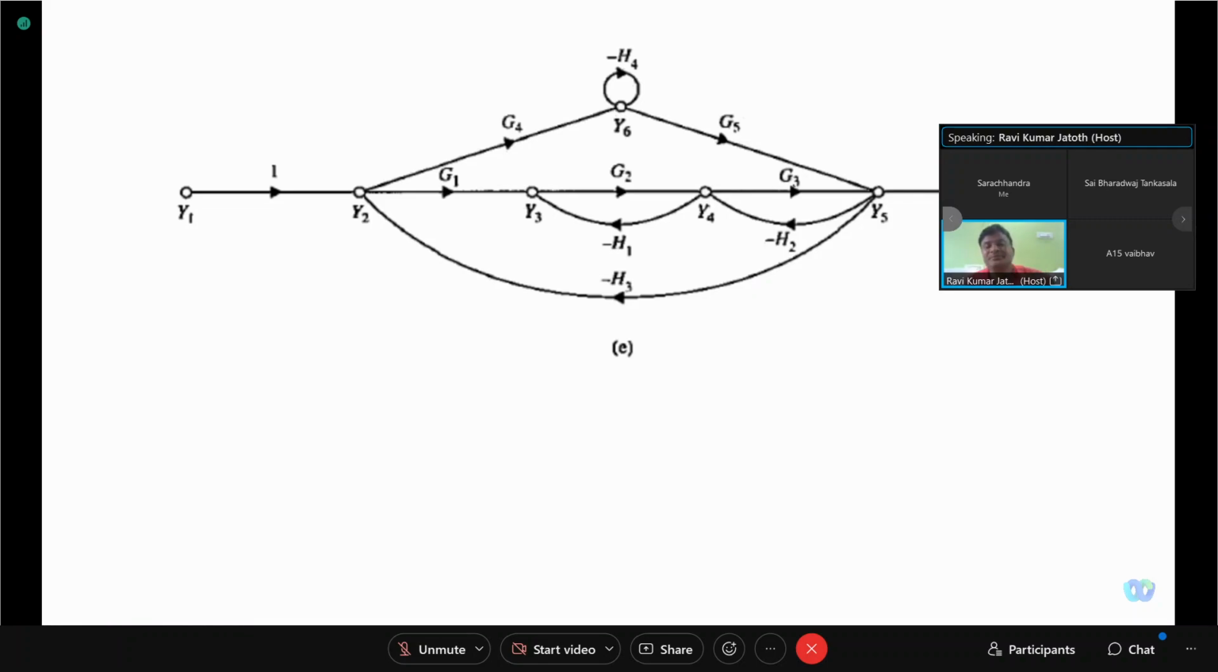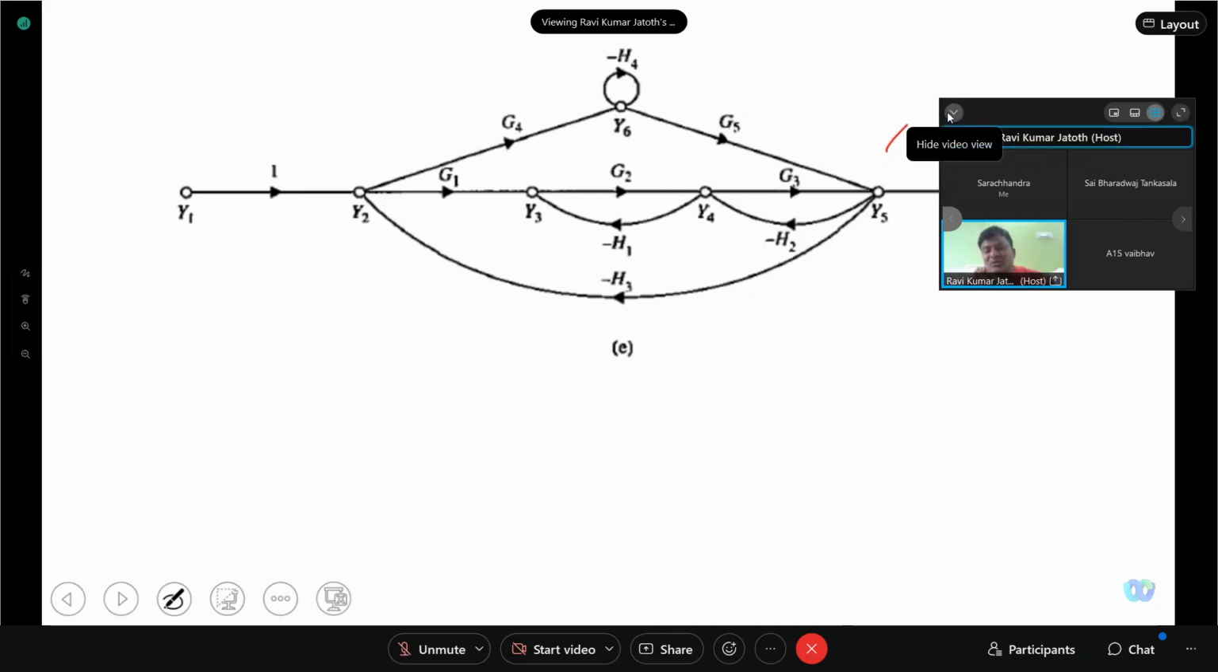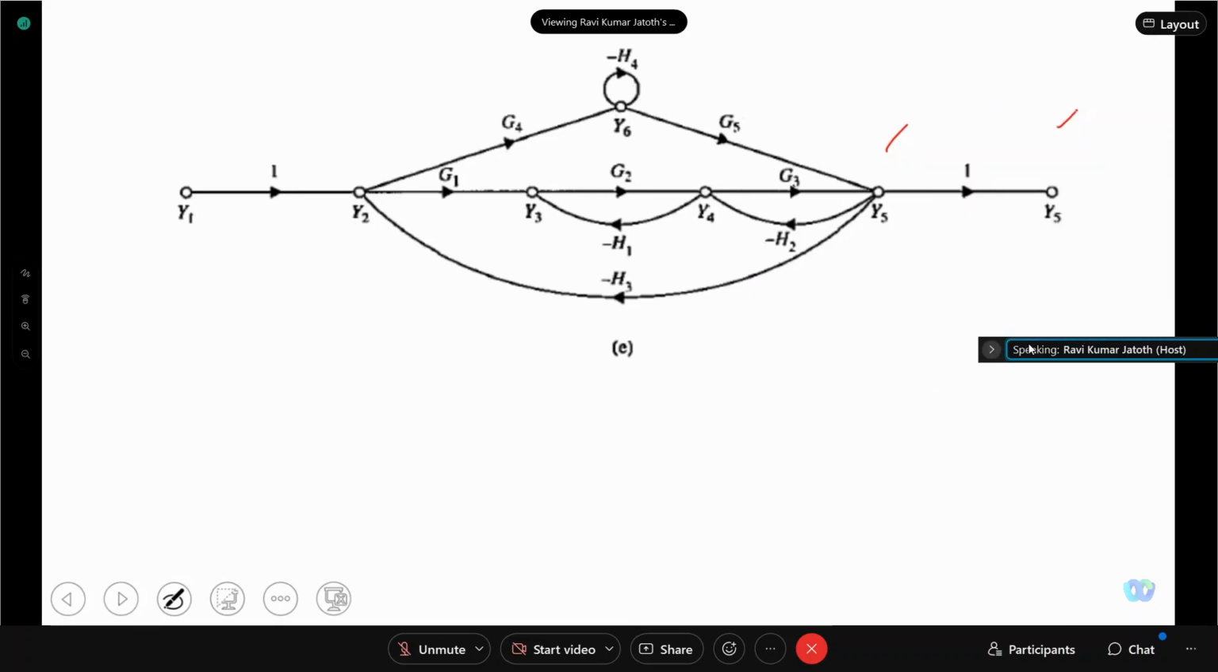Okay. All right. Now let us start doing this. Now there is something called a dummy node. So here the gain is 1. So either this node or this node, both are the same. It doesn't make any difference because both would be the same. Right. So now let us start.